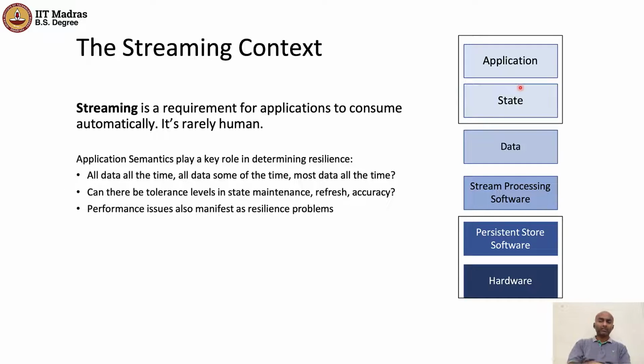So I call it persistent store software. There are many different variations of the technologies available to do this. For instance, message buses are a very good example. A message bus is like a first in first out queue, right?